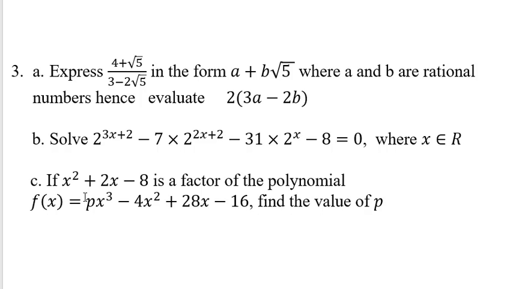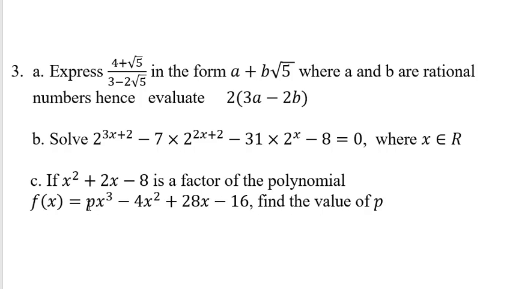For B, you have to solve 2 exponent (3x plus 2) minus 7 times 2 exponent (2x plus 2) minus 31 times 2 exponent x minus 8 equals 0, where x is a member of the real numbers. For C, if x squared plus 2x minus 8 is a factor of the polynomial f of x equals px cubed minus 4x squared plus 28x minus 16, find the value of p.